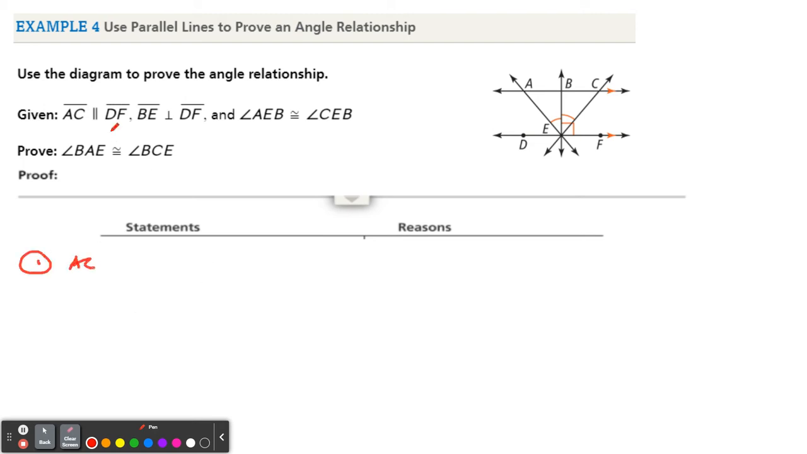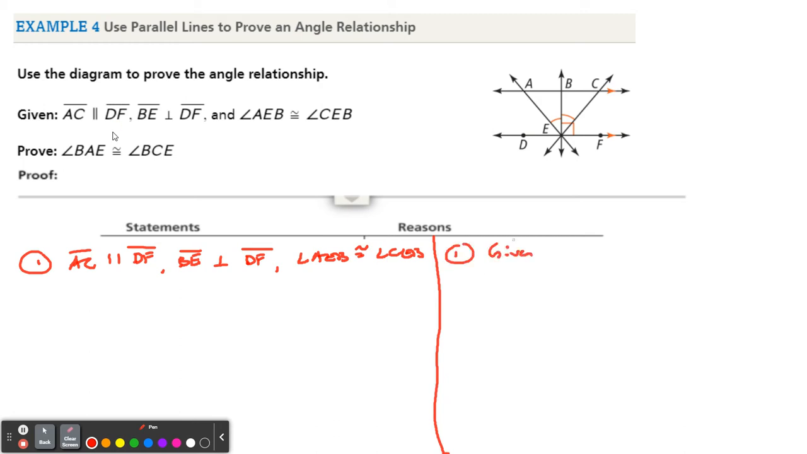So we have that AC is parallel to DF. We have that BE is perpendicular to DF. And we have that angle AEB is congruent to angle CEB. Look at all that fun stuff. And that's all given to us, and it's all marked, right? AC parallel to DF. BE is perpendicular to DF. And angle AEB right here is congruent to angle BEC or CEB.